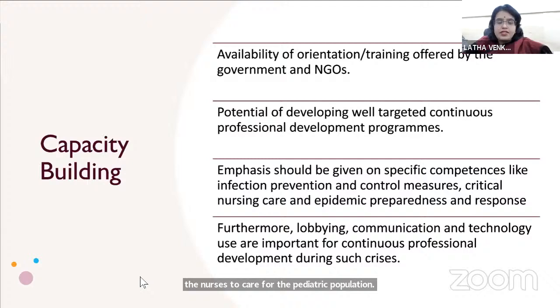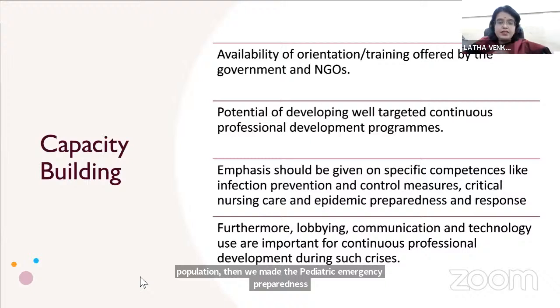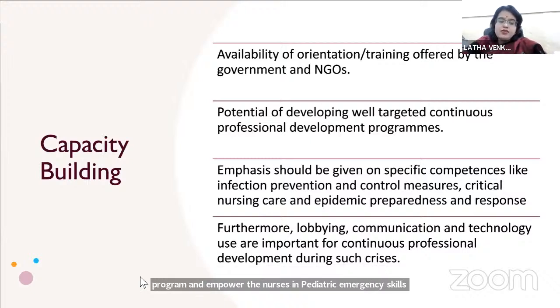In NEIGRIHMS, we were using the trauma center for the COVID patients, whereas the nurses working in the trauma center are not capable of caring for the pediatric population. They need reorientation, because in the trauma center they were caring for adult patients only, but suddenly the pediatric age group is going to get admitted. Are nurses tuned to care for the pediatric population? Then we made the pediatric emergency preparedness program and empowered the nurses in pediatric emergency skills. So continuous professional development programs have to be organized.